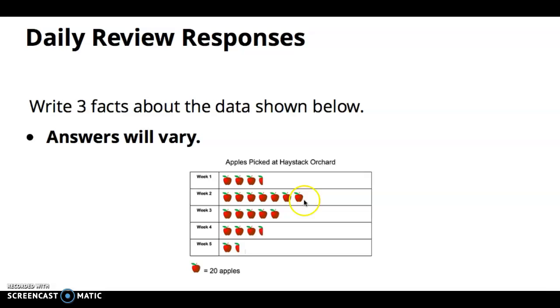Can you find out how many apples were picked in all? Pause this video to give yourself time to think.